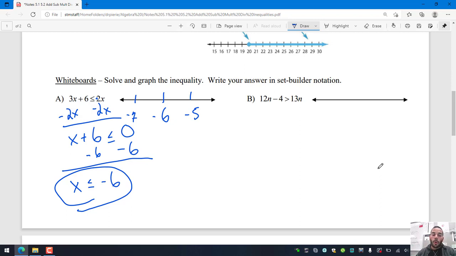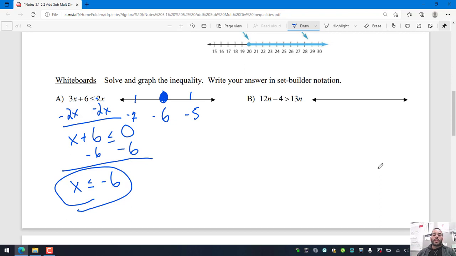Remember, open circle is less than or greater than. Closed circle is whenever it's got a symbol with a little line underneath it. In this case, the symbol is less than or equal to. So because the symbol is less than or equal to, I'm going to use a closed circle. Anytime you've got the line underneath the inequality, it's going to be a closed circle.